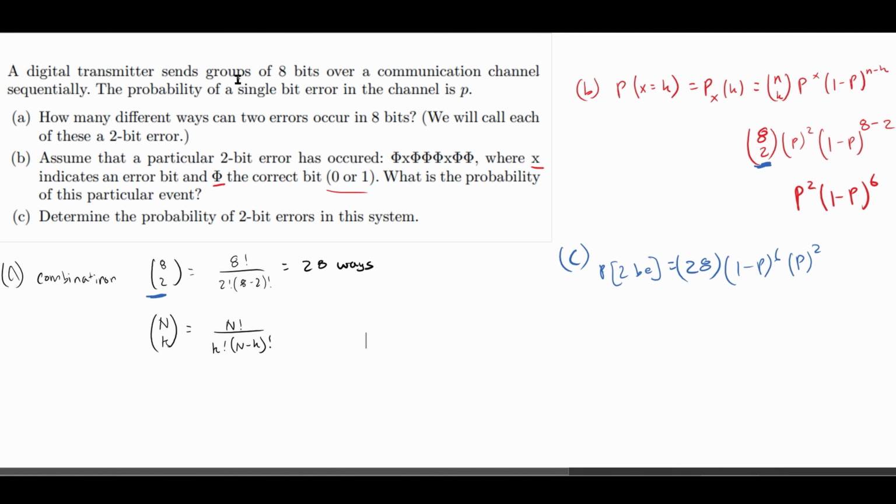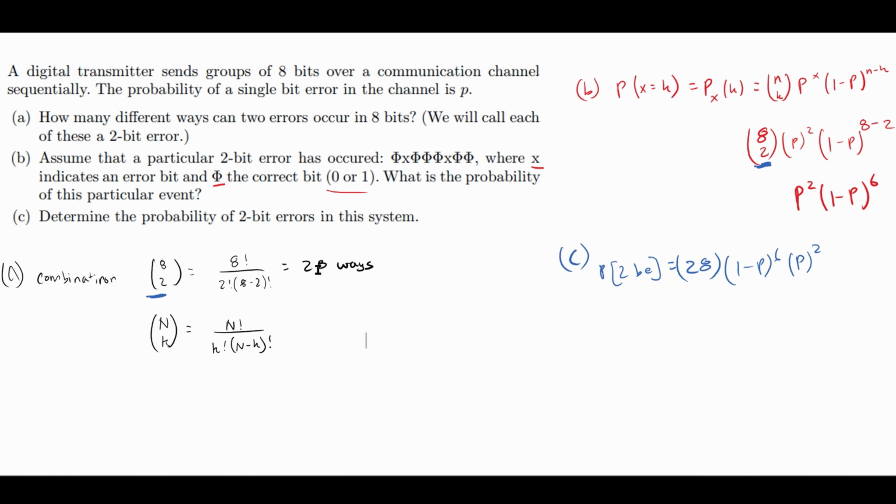Part B is where we assume that a particular 2-bit error has occurred. So we assume we know exactly where it is. X indicates an error bit, and this Greek letter, which I don't know exactly what it is, indicates the correct bit, which is 0 or 1. What is the probability of this particular event?